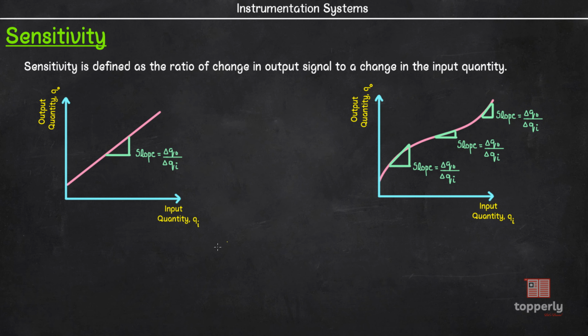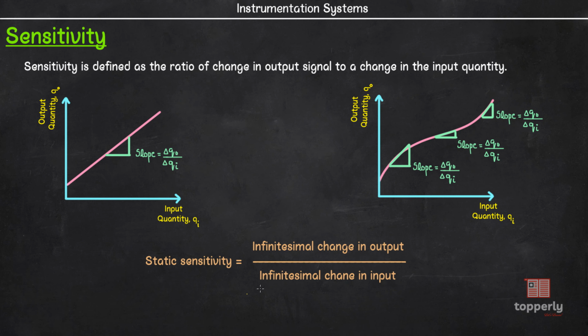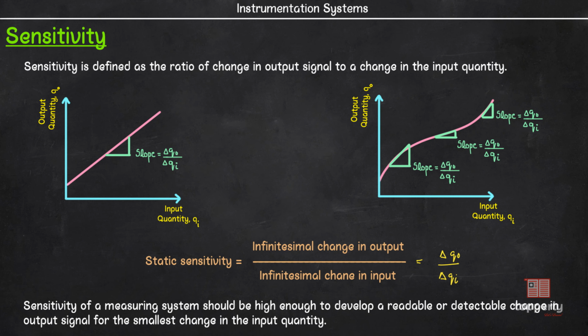Okay. In general, the static sensitivity at an operating point is defined as the infinitesimal change in output by the infinitesimal change in input. That is delta Q0 by delta Qi. The sensitivity of an instrument should be high enough to develop a readable or detectable change in output signal for the smallest change in input quantity.